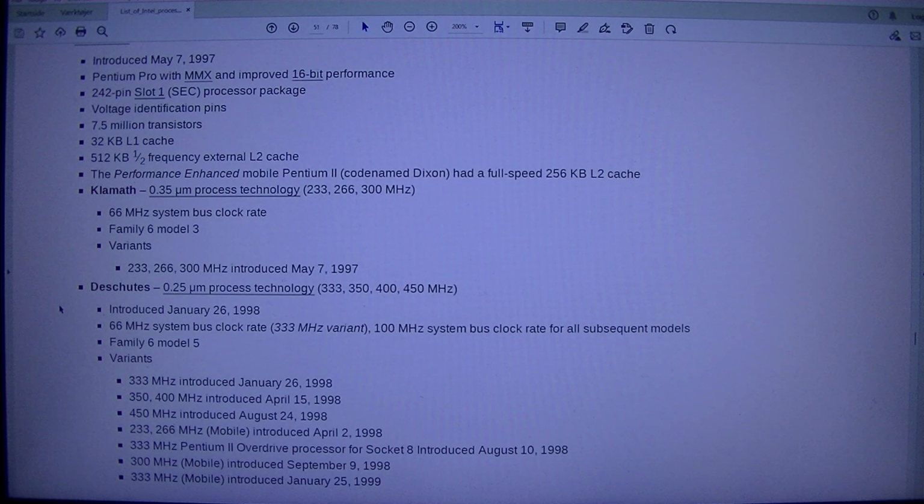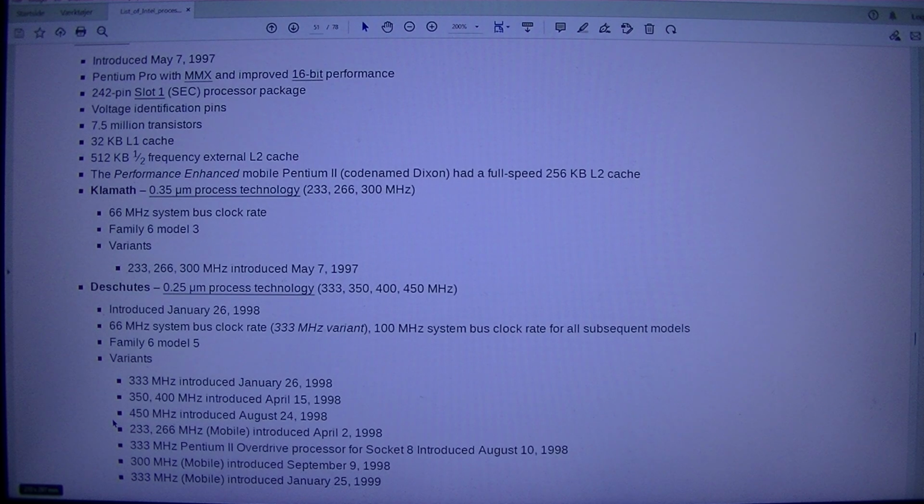350, 400 MHz introduced the 15th of April, 1998. 450 MHz introduced the 24th of August, 1998. 233, 266 MHz, mobile, introduced the 2nd of April, 1998.